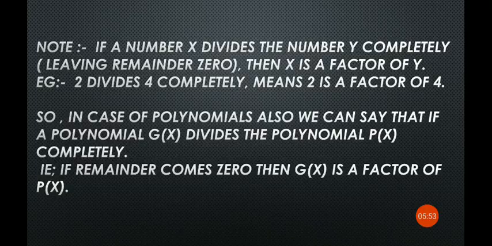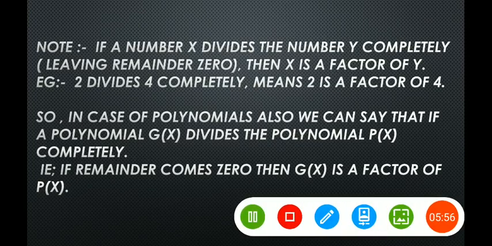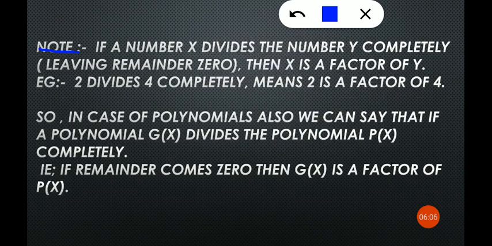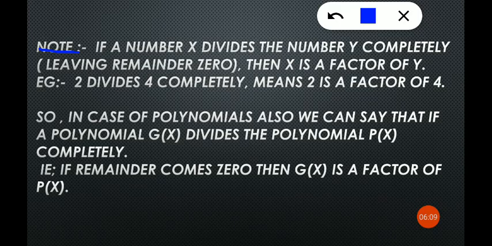Moving towards next. One important note. If we divide a number by another number and the remainder comes 0, then we know that the smaller number is a factor of the bigger number, right? For example, 2 divides 4 completely, so 2 is a factor of 4. In the same way we can say about polynomials also. If there are 2 polynomials, then the smaller polynomial.